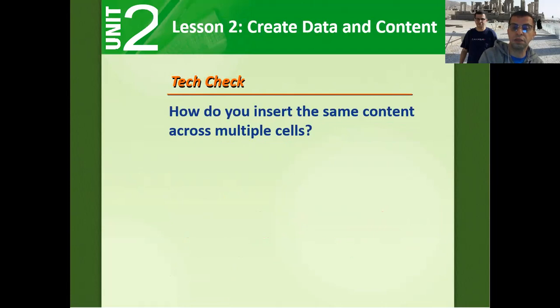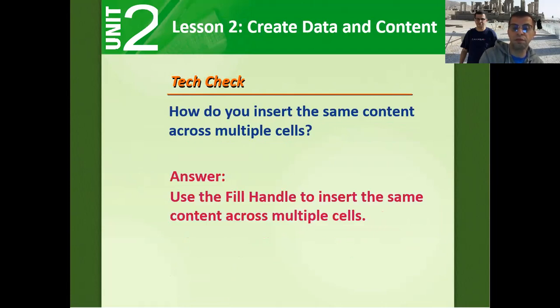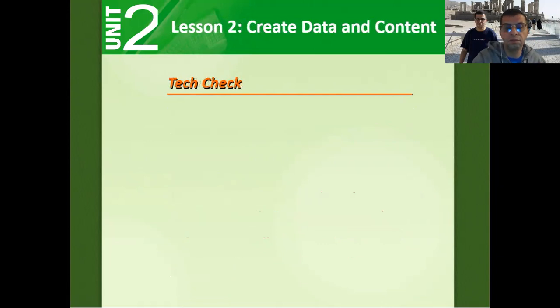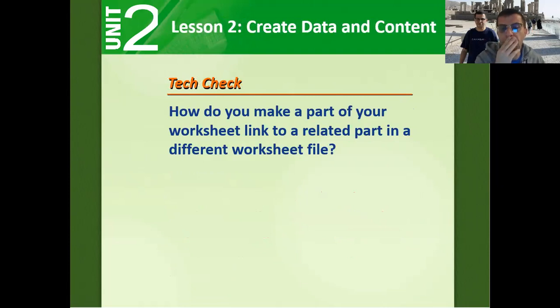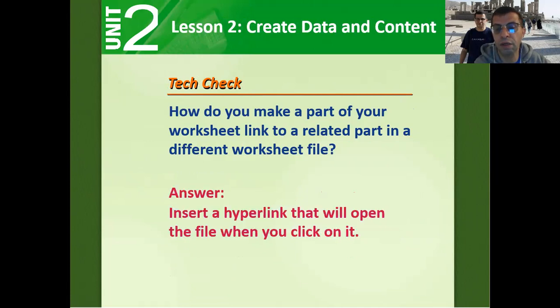How do you insert the same content across multiple cells? Use the fill handle to insert the same content across multiple cells, or select copy and paste. How do you make a part of your worksheet link to a related part in a different worksheet file? Insert a hyperlink that will open the file when you click on it.